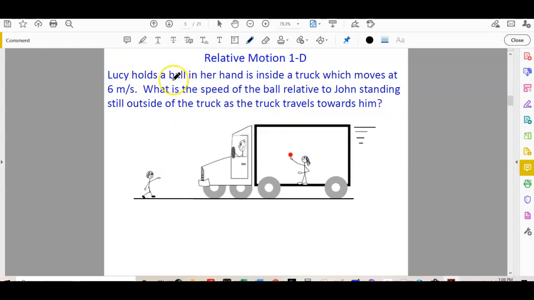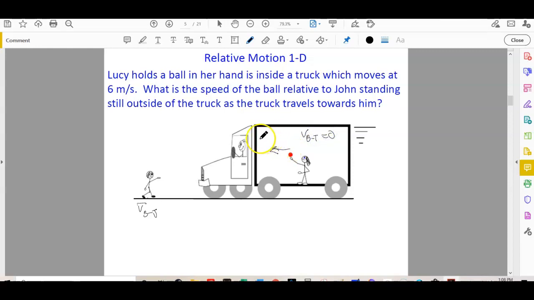Okay, and we're going to build upon that. Lucy's holding a ball in her hands inside a truck moving at 6 meters per second. What is the speed of the ball relative to John, who's standing still? John is going to be looking at the speed of the ball relative to him. Well, the ball is not moving. The ball's velocity relative to the truck is equal to 0.